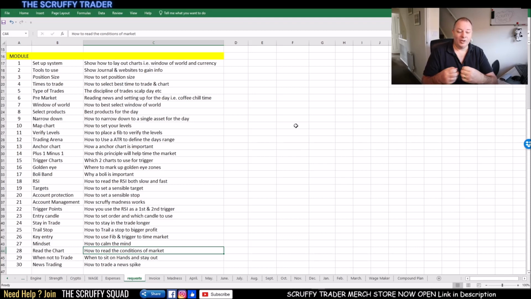And then finally, we're going to look at news. How to read the news, how to understand the news, and how to trade a news spike. And that will be your 30 modules. And as I say, it's ongoing. It will increase through time. And if there's any queries, by all means, fire them over to me, and I'll always be here to clarify them for you.